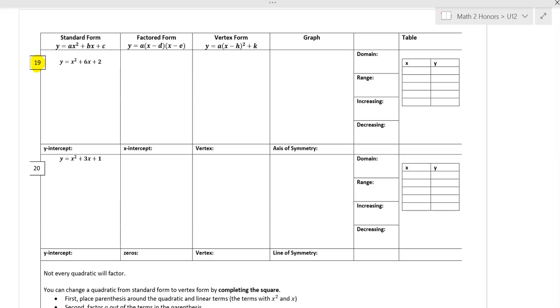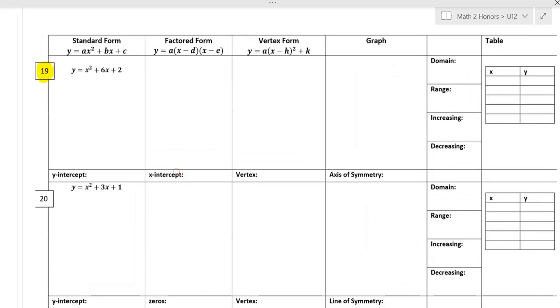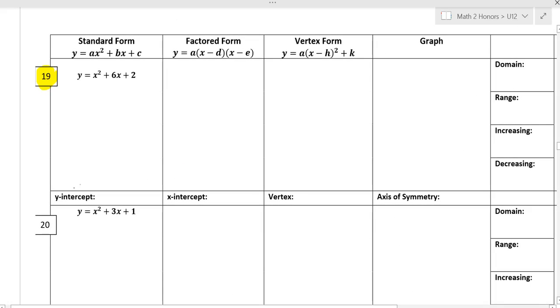3 of the homework problems from section 12.4, starting with number 19. And we're going to fill out as much of this chart as we can. When you first start, if we're given standard form, you try to factor it. Well, actually, before we try to factor it, let's get the y-intercept. And you can always find a y-intercept by plugging in 0 for x.